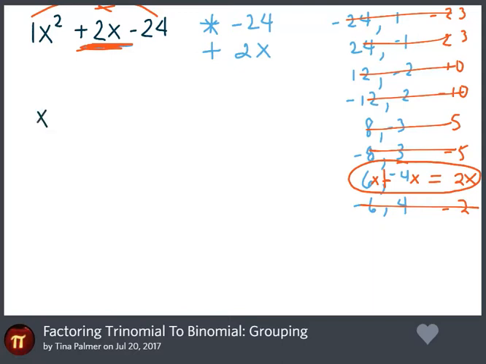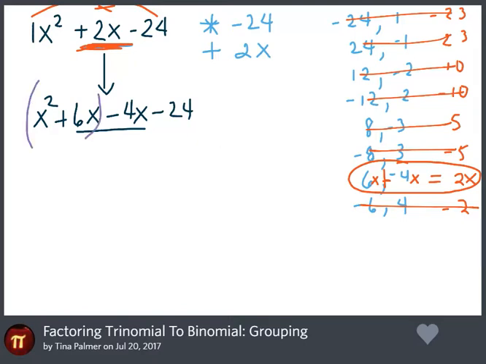So I'm going to copy down my thing, x squared plus 6x minus 4x, and then minus 24. You can see that this amount right here is just the 2x written in a different format. And then what we're going to do is we're going to take a set of parentheses here. I'm going to add a little plus sign between those two, because we know that plus and negative means the same thing as subtracting.